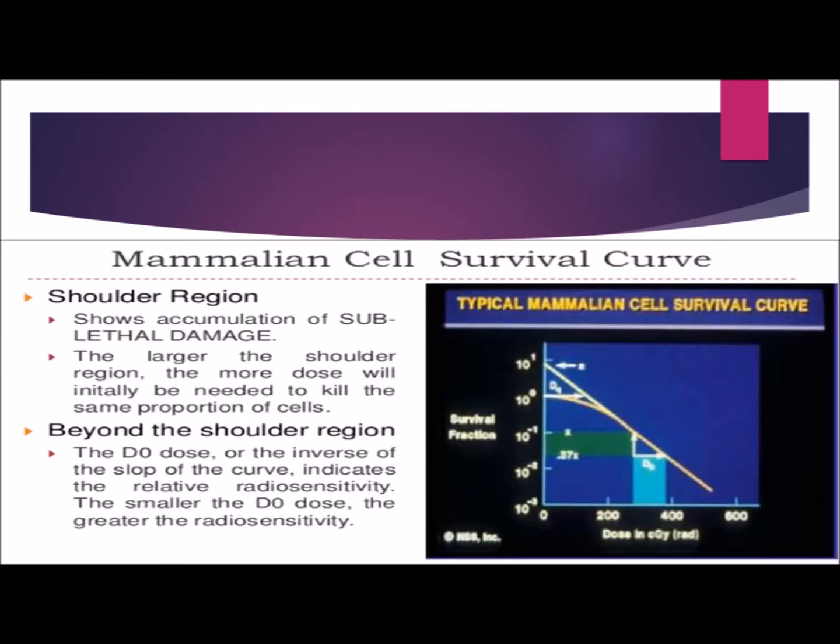Next is the mammalian cell survival curve. The shoulder region shows accumulation of sublethal damage. The larger the shoulder region, the more dose will initially be needed to kill the same proportion of cells. Beyond the shoulder region, the D sub-zero dose, or inverse of the slope of the curve, indicates the relative radiosensitivity. The smaller the D sub-zero dose, the greater the radiosensitivity. The graph of the typical mammalian cell survival curve is shown on the right side.